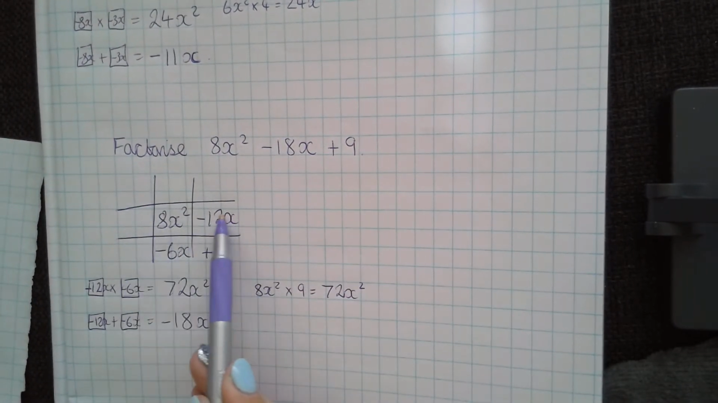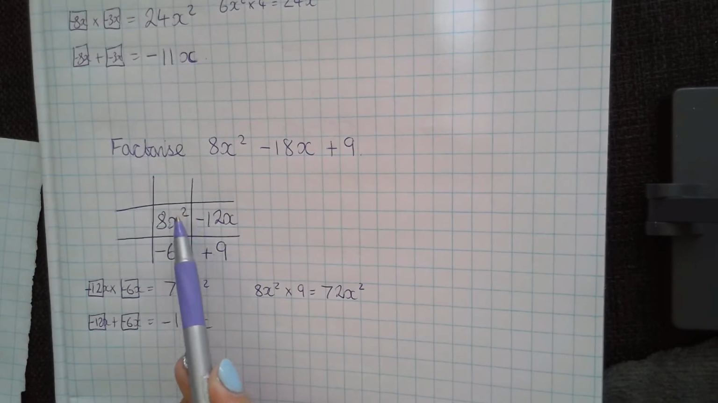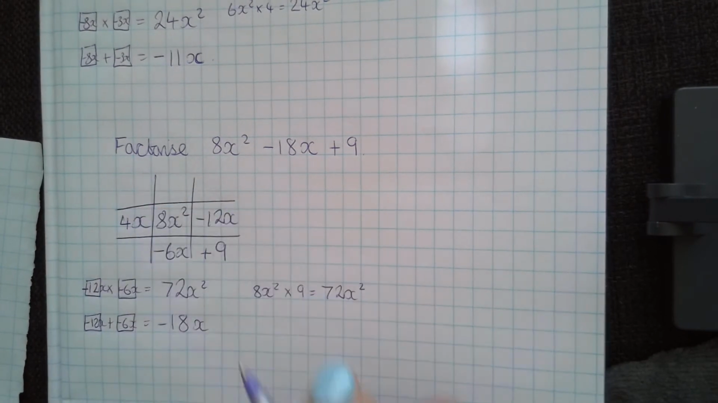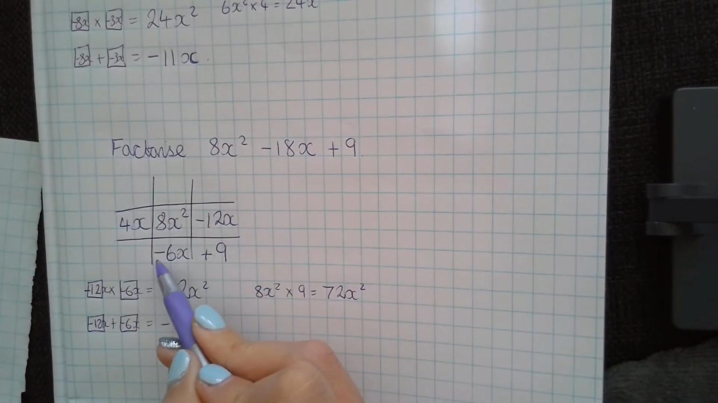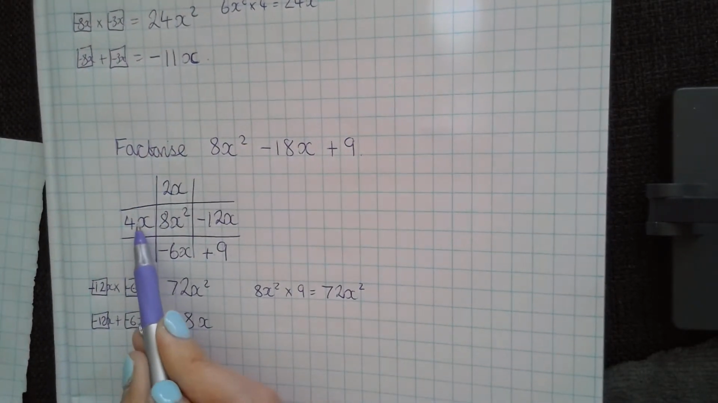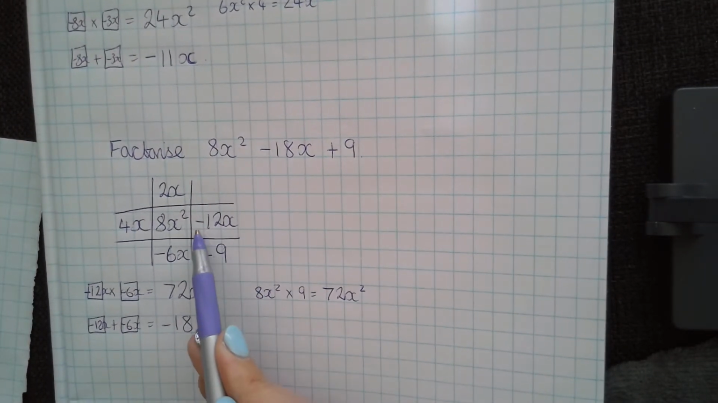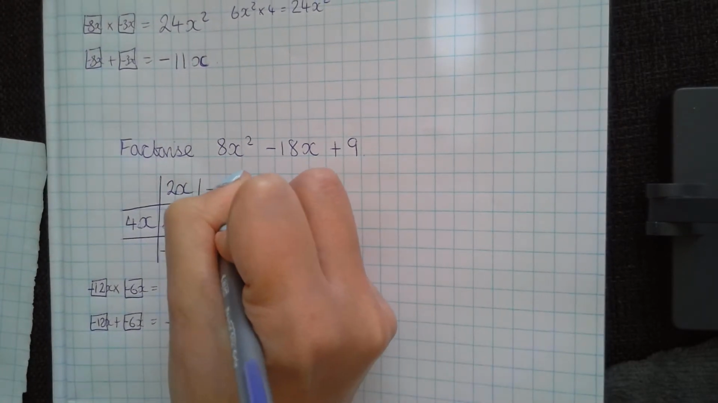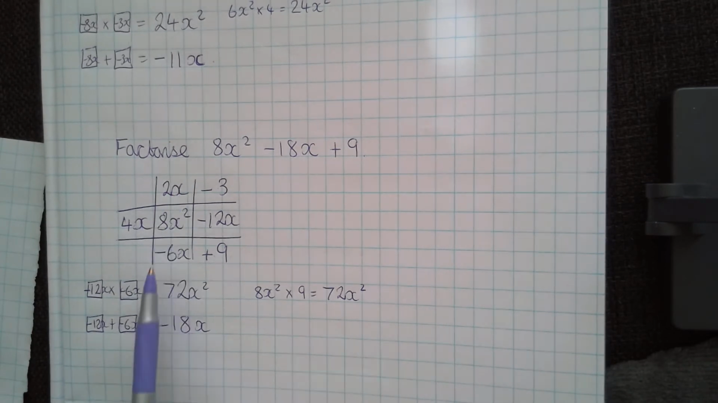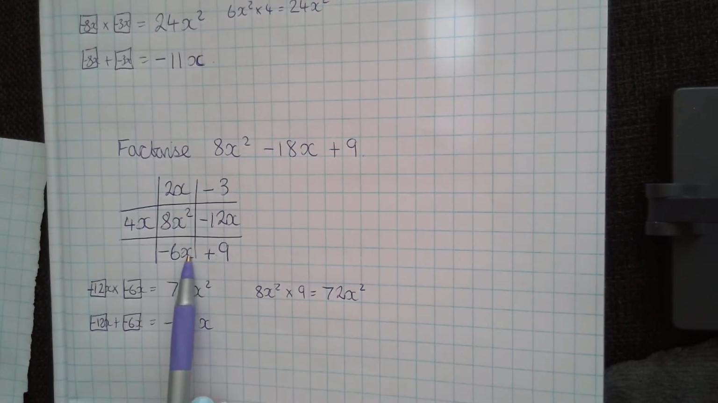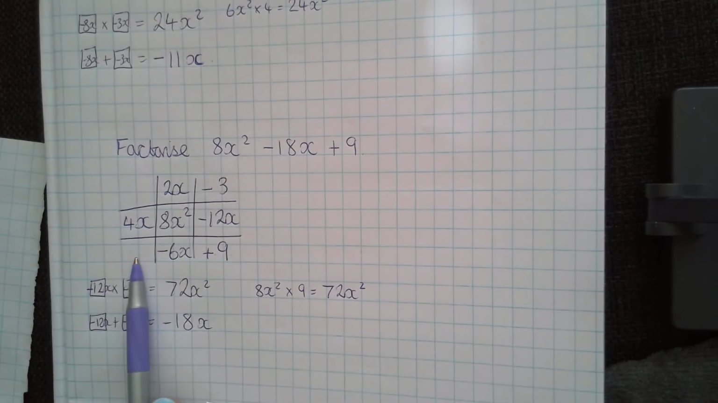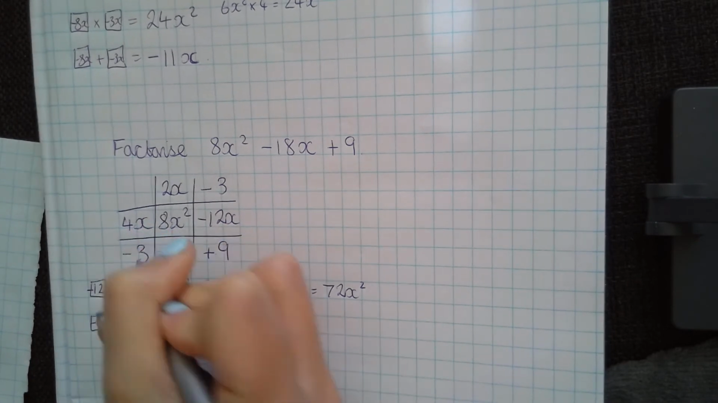So highest common factor of this row, what goes into 8x squared and negative 12x? Well, that's 4x. What goes into 8x squared and negative 6x? Well, that is 2x. And then 4x times what makes negative 12x is negative 3. And 2x times what makes negative 6x? Or negative 3 times what makes plus 9. So that must also be a negative 3.